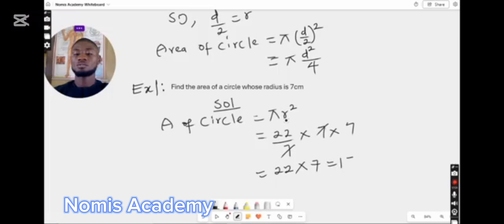And in case you are wondering where we got the centimeter squared, remember that this 7 centimeter has cm, and this also has cm. So 7 centimeter multiplied by 7 centimeter will give us centimeter squared. So we just found the area of that circle. So let's take example 2.